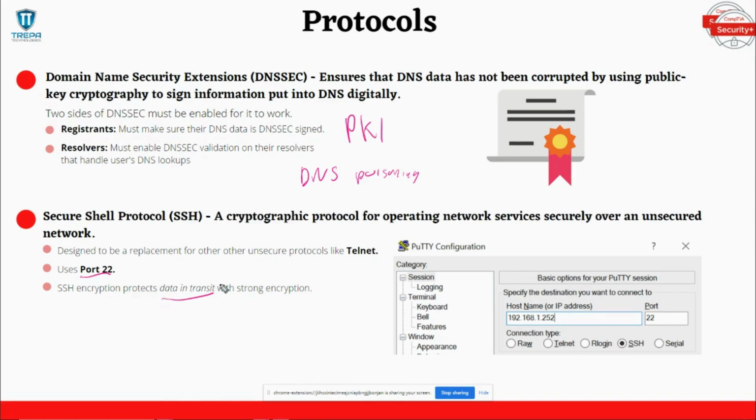And as you can see here, we have a PuTTY terminal emulator here, and we're going to use the SSH protocol to remote in to this system's IP address.